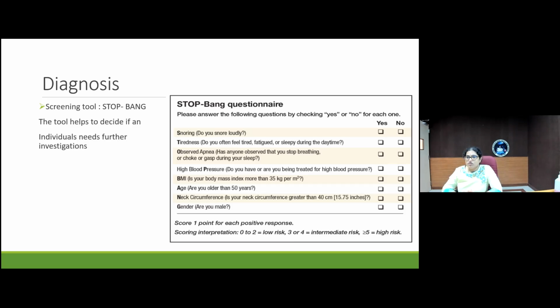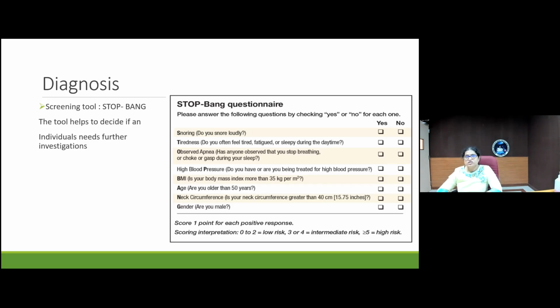So a score of more than 5 is indicative that the individual definitely has OSA risk. Somewhere between 3 to 4 score is intermediate risk. A person with intermediate risk will require regular monitoring, but somebody with more than 5 is almost indicative that the individual might have OSA. So he or she would require further investigations for the same.